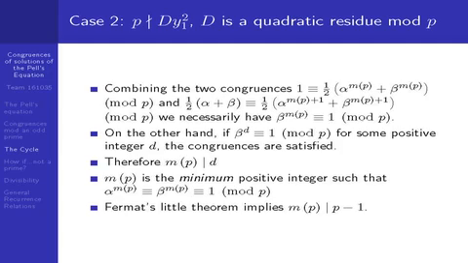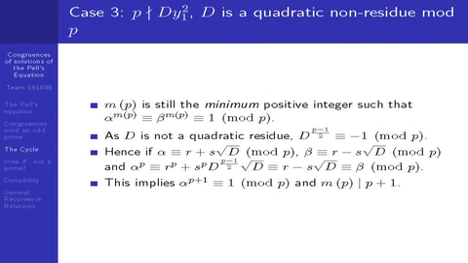When d is a quadratic residue mod p, having considered all the equations, we necessarily have that Np will be the multiplicative order of alpha and beta mod p. Therefore, by Fermat's little theorem, we have that Np divides p minus 1.